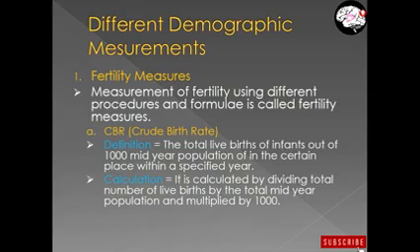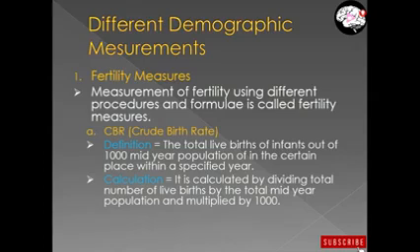Maybe you remember there are 4 fertility measures. They are CBR, crude birth rate; GFR, general fertility rate; ASFR, age specific fertility rate; and TFR, total fertility rate. Now let's discuss CBR.